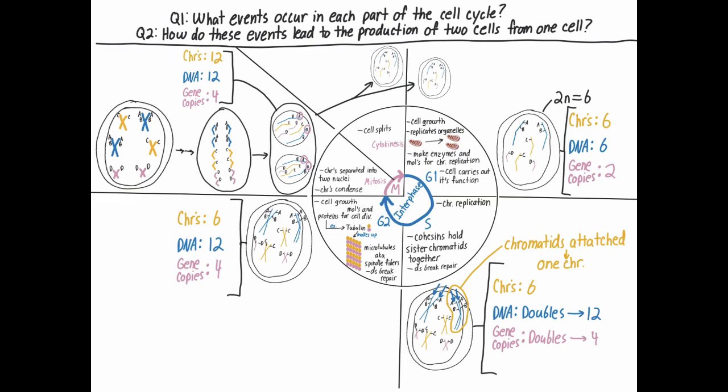By the end of cytokinesis, the cell has split. So the daughter cells each now have 6 chromosomes, 6 DNA molecules, and 2 copies of each gene, which is what the original G1 cell started with. This is the whole point of the cell cycle, and all the things that occur within each phase, to produce 2 daughter cells from 1 parent cell.